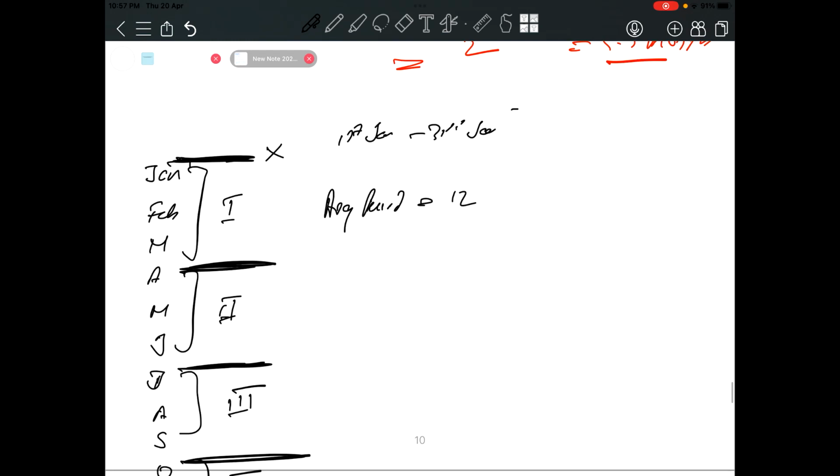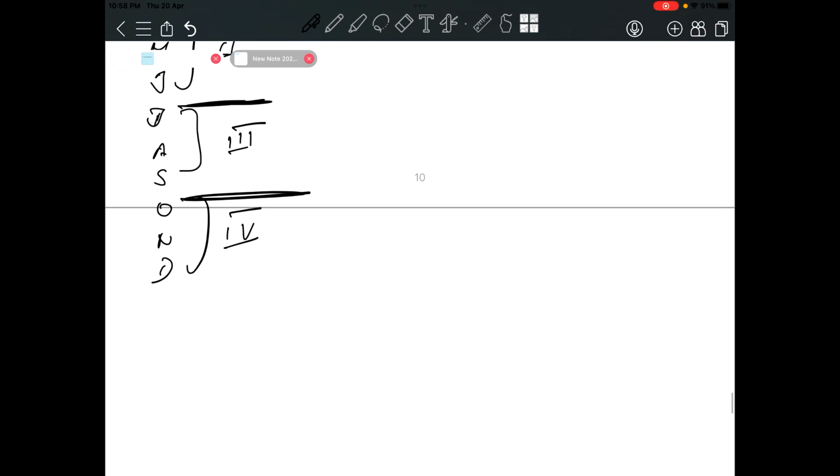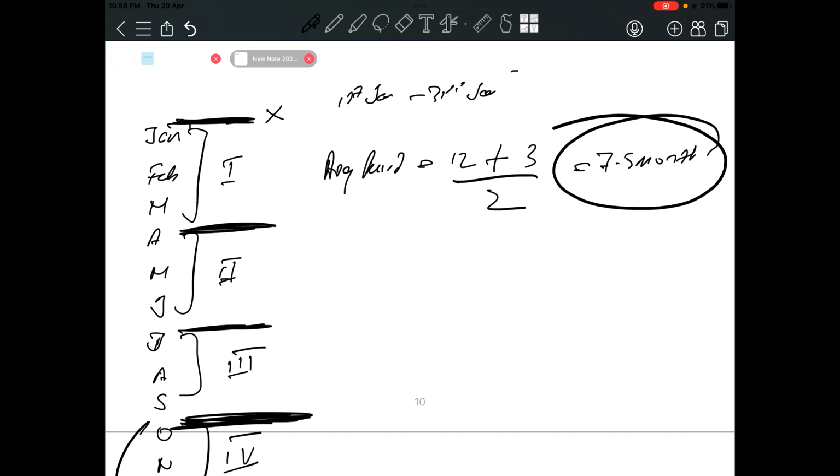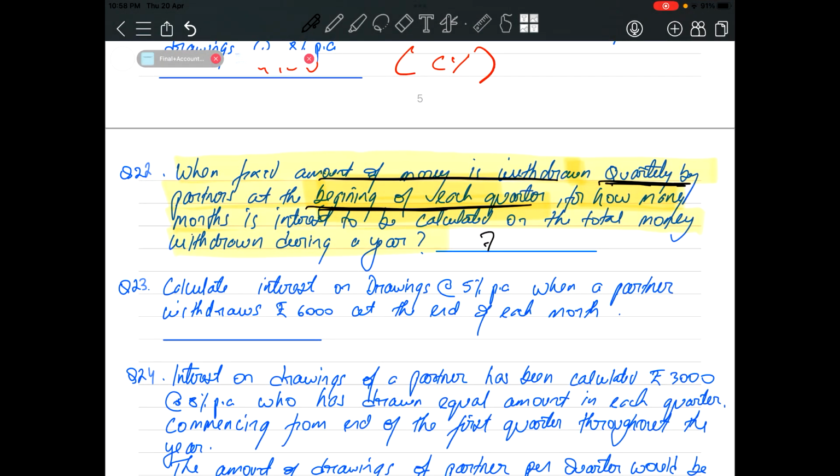And what is the period left after the last withdrawal? We are withdrawing on 1st October, so what is the period left? 3 months. So 12 plus 3 divided by 2 will be 7.5 months. Okay, so what is the right answer? The right answer is 7.5 months. You can take the screenshot now. I hope this is clear.